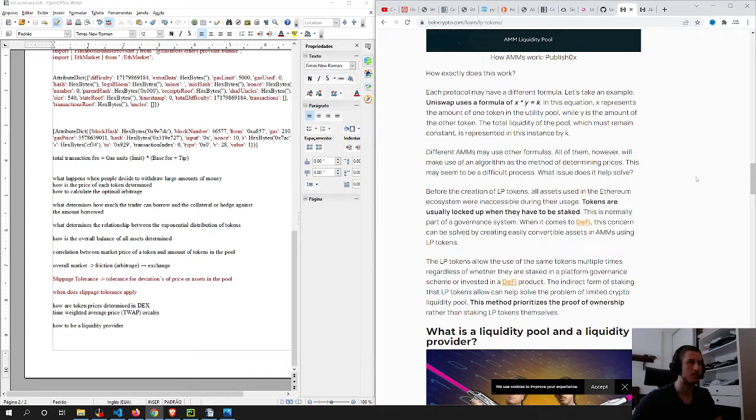So, but how is that enforced? Yeah, so I think in order for you to deposit, you always need to deposit the balance that is proportional to what is currently available.